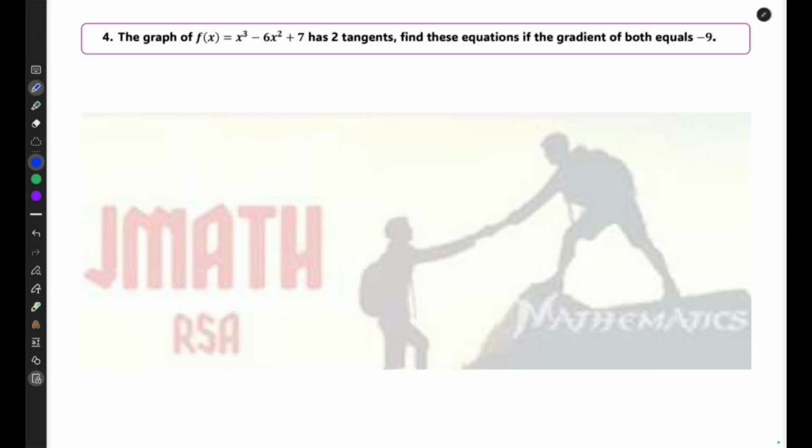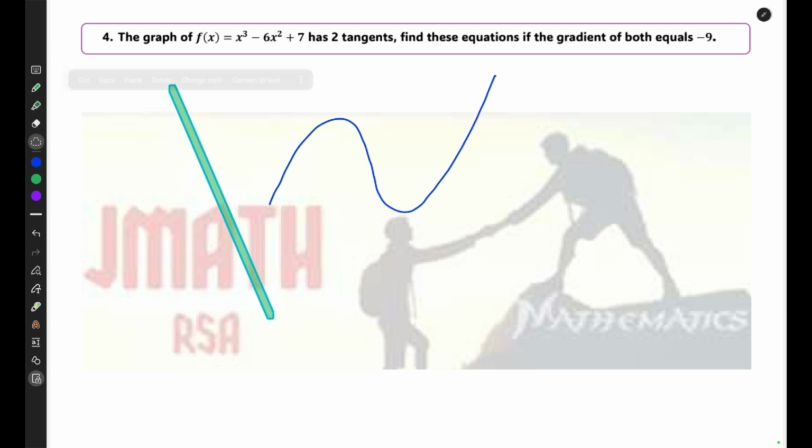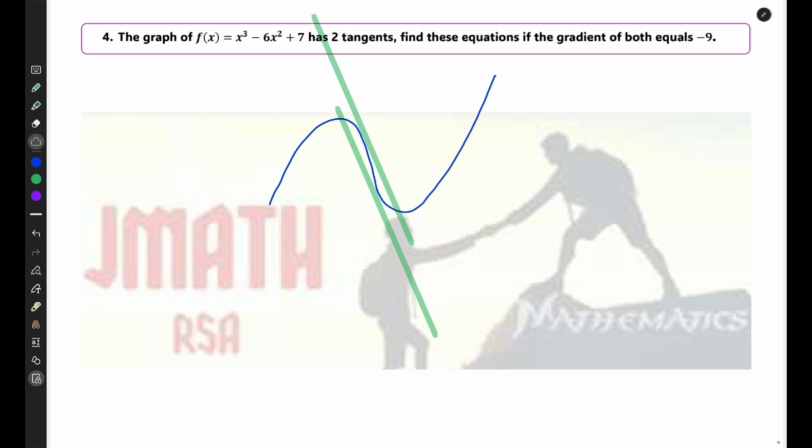The last one we're going to look at, question 4. The graph of f, which is a cubic function, has two tangents. Find these equations if the gradient of both of these tangents equal -9. Now, how on earth is that possible? Now, remember, this is a cubic function, and they are just telling me the gradient is -9. So the only thing that I know is that this is a line that is steeply decreasing because the gradient is -9. So it can touch the graph at two specific places, as I'm showing in the sketch.